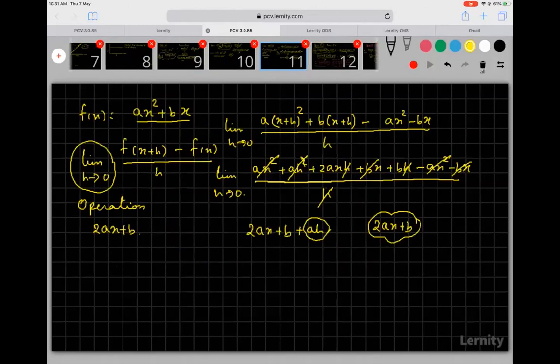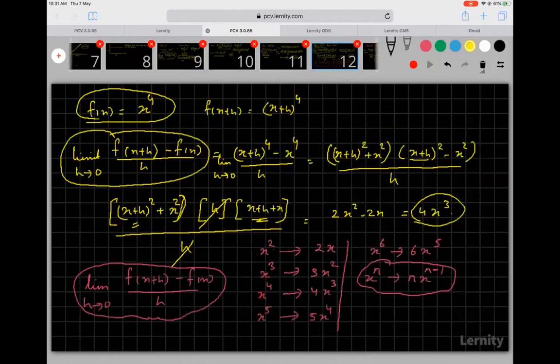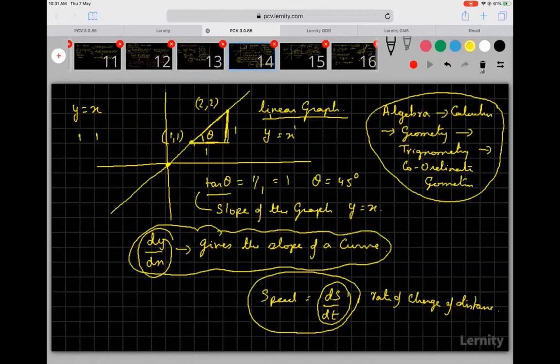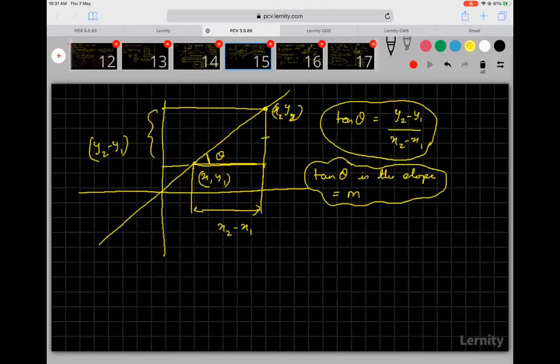Then I subtracted this. Wait, this is not the one you wanted. This is also not the one you wanted. This is not the one. Yeah, so here it is.